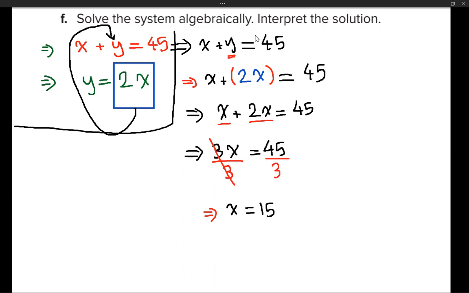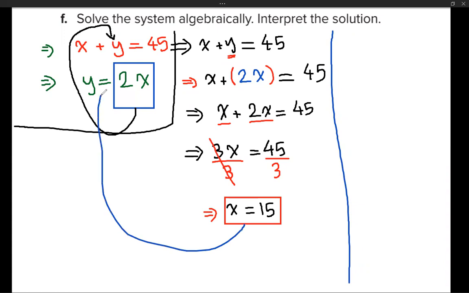We found the value for x. How can we find the value for y? It's easy, simple, and direct. Just take the value for x and substitute it in the second equation. Instead of writing x, we write 15, and then we get the value for y. You can do it mentally, or you can do it in steps for more complicated questions.